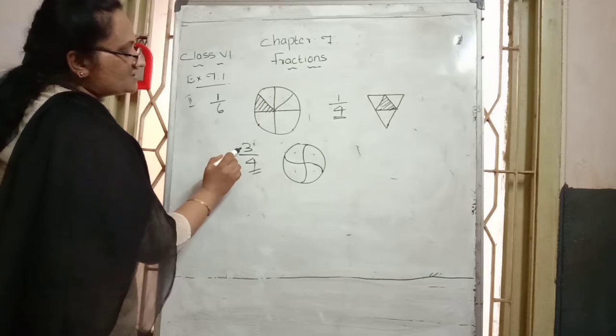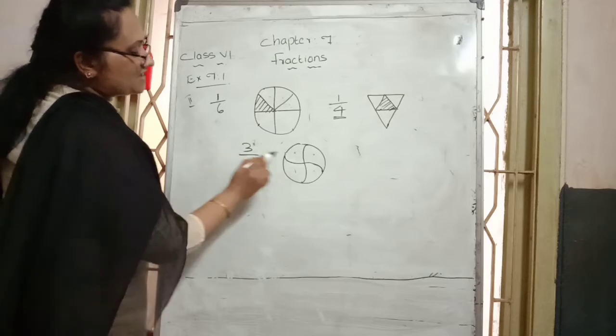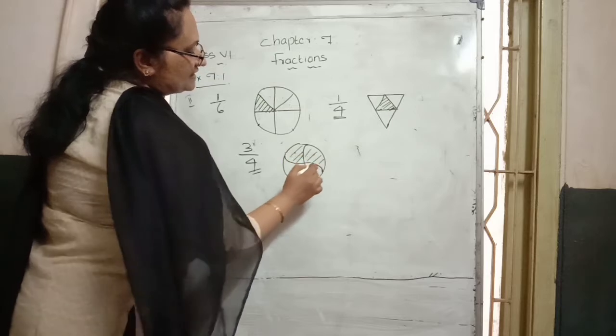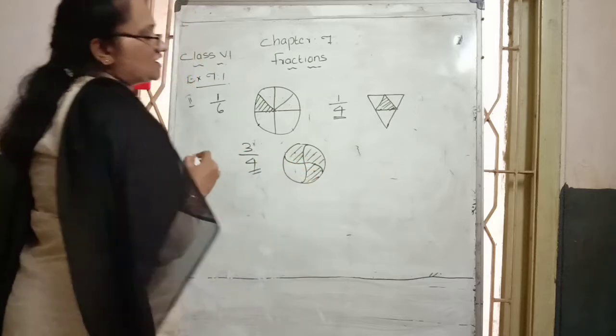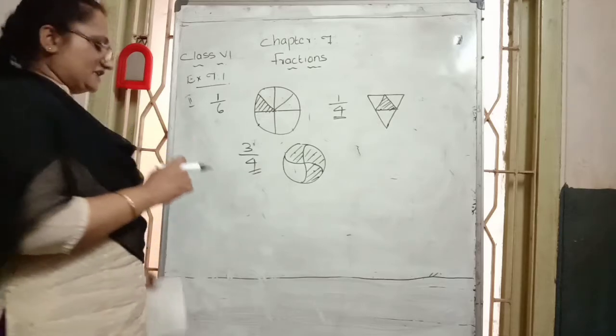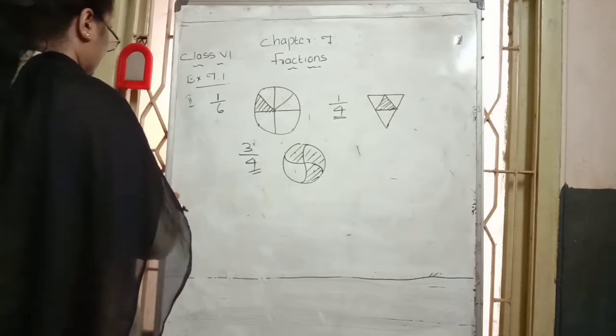How many parts are they asking us to color? 3 parts. Out of 4, we want to color 3 parts like this. That is the meaning of this question. I hope you can understand that one.